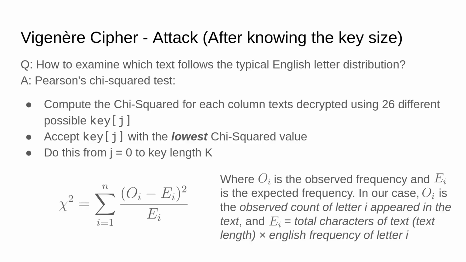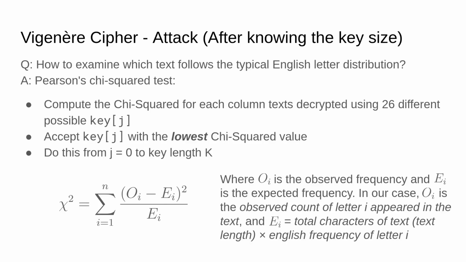For each possible value, we decrypt the column and compute the chi-square value. The formula of the chi-square test is right there. Here, O_i is the observed frequency for data i, and E_i is the expected frequency of data i. So basically just sum over (O_i minus E_i) squared over E_i. In our case, O_i is the number of times letter i appears in the column of the decrypted text, and E_i is the expected frequency, which will be the total number of characters in the column times the English frequency of letter i.